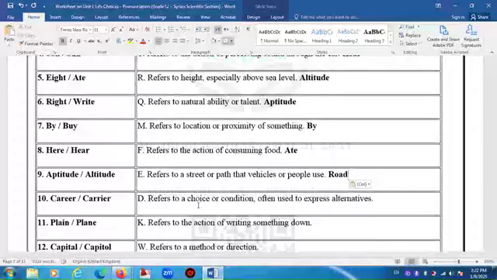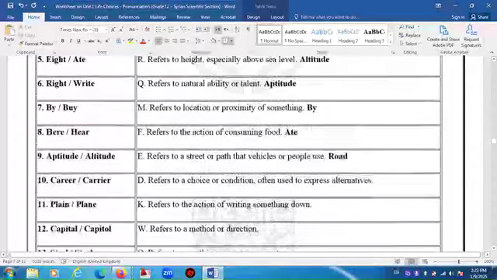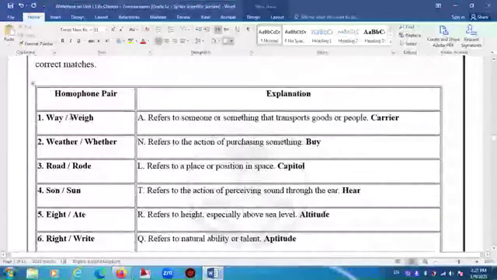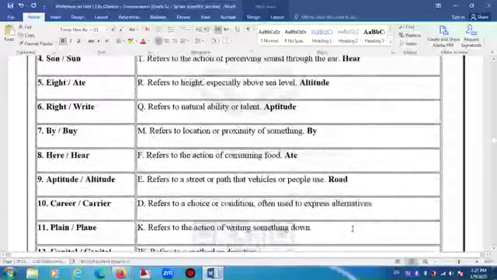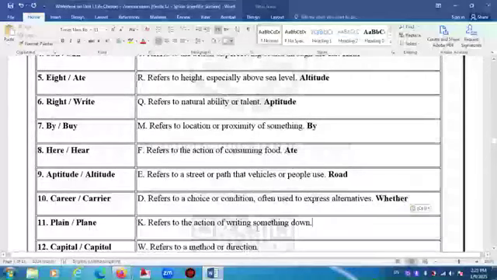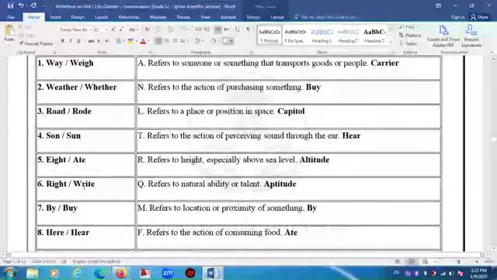Again, if you don't know the meaning or if you don't know the question, leave it and we will solve or we will put it in the end. Let's read it again with each other. Refers to a choice or condition, often used to choose, right? Do we have a choice to choose? Road, right, weather. Yeah, thank you. Weather. Whether this or that. Refers to action of writing something down. To write. Write.